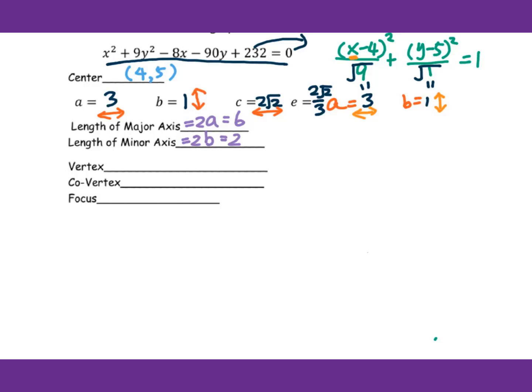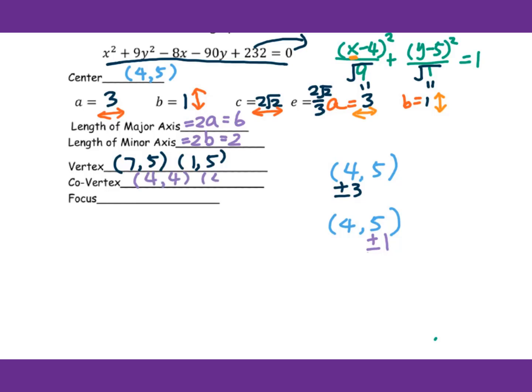For the vertex, we use the center 4, 5. For the A, that's horizontal, so plus or minus 3. You will get 7, 5, and 1, 5. For the co-vertex, we still use the center 4, 5. For B, that's 1, vertical moving. Therefore, I add or subtract 1 to the y coordinate. You will get 4, 4, and 4, 6.